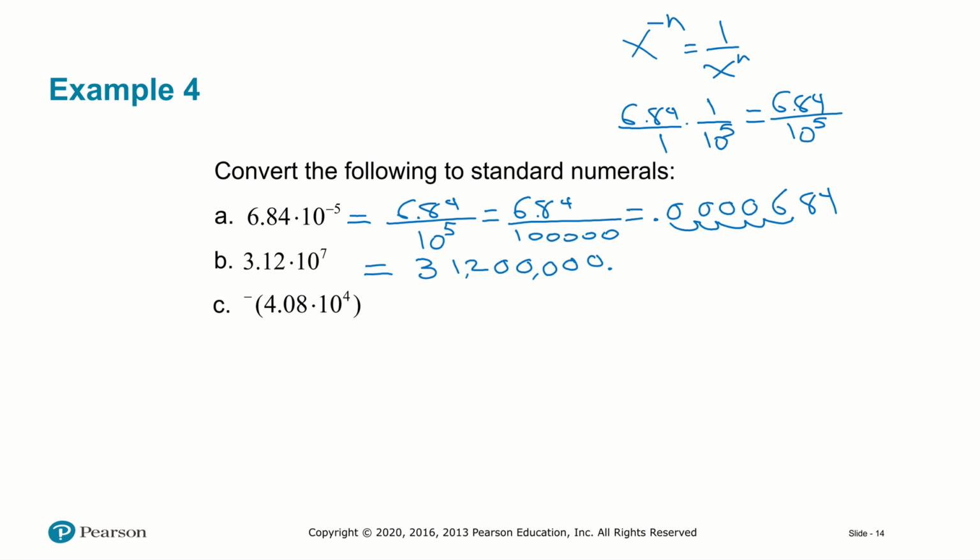Okay, so for this next one, negative 4.08 times 10 to the 4. We know that the negative just carries, and we handle the 4.08 times 10 to the 4 in the same way. We write the 4.08, go ahead and move the decimal 1, 2, 3, 4 units to the right. So we put zeros when we run out of digits. Erase the original decimal, and there is our value. So negative 40,800. All right, and that's how you go in the other direction, from scientific notation to standard notation.